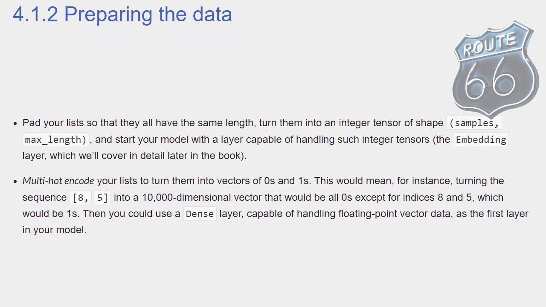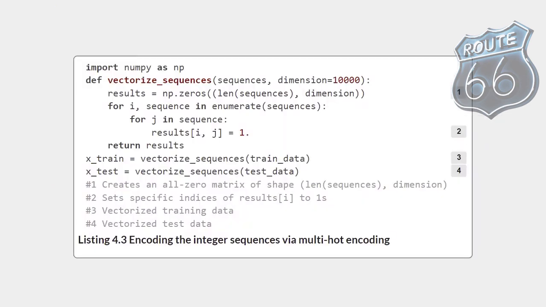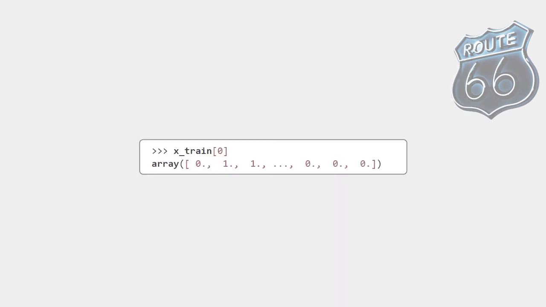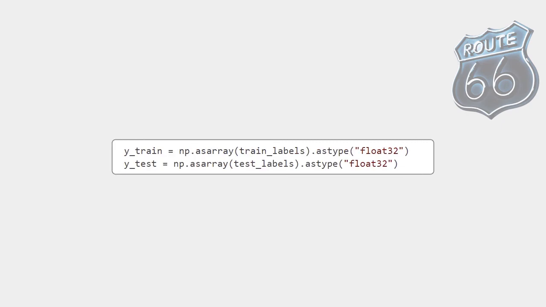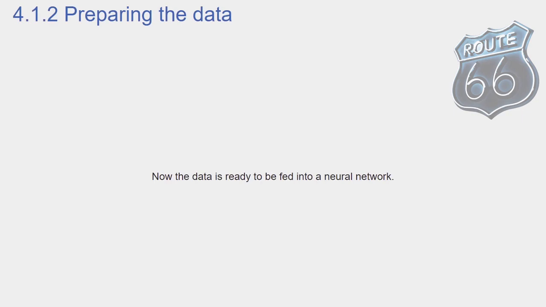Multi-hot encode your lists to turn them into vectors of zeros and ones. This would mean, for instance, turning the sequence [8, 5] into a 10,000-dimensional vector that would be all zeros except for indices 8 and 5, which would be ones. Then you could use a Dense layer, capable of handling floating point vector data, as the first layer in your model. Let's go with the latter solution to vectorize the data, which you'll do manually for maximum clarity. Here's what the samples look like now. You should also vectorize your labels, which is straightforward. Now, the data is ready to be fed into a neural network.